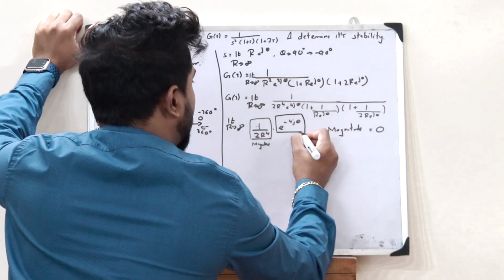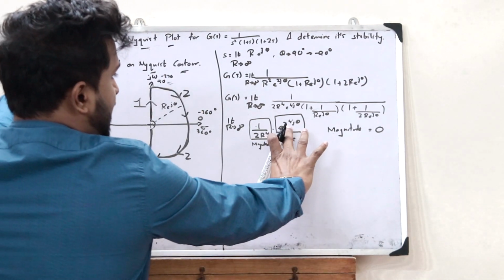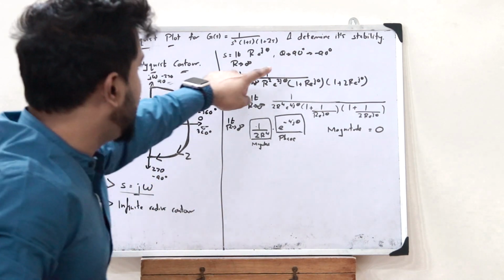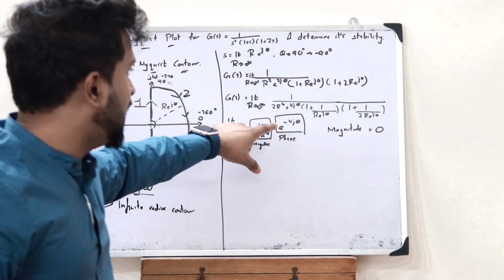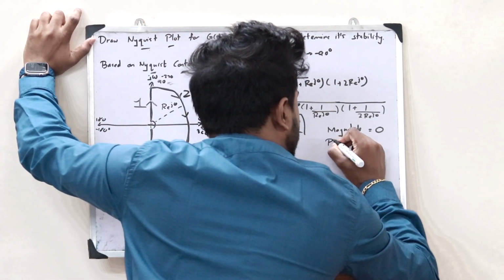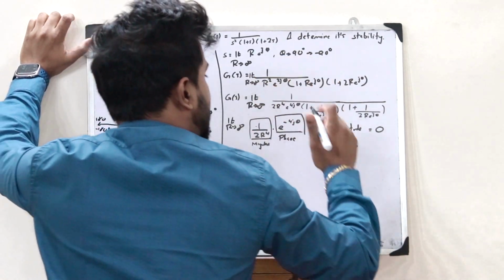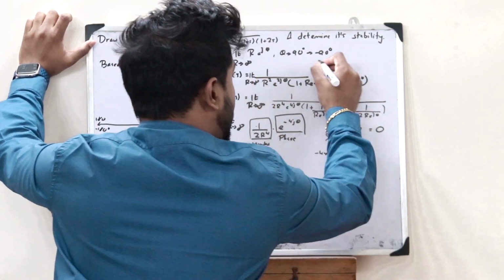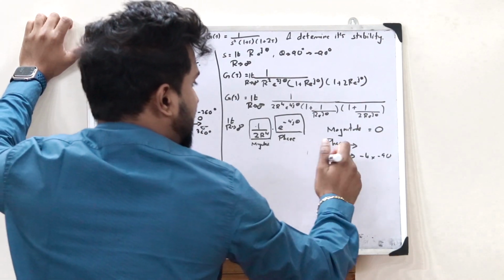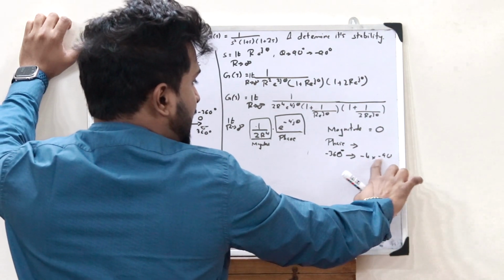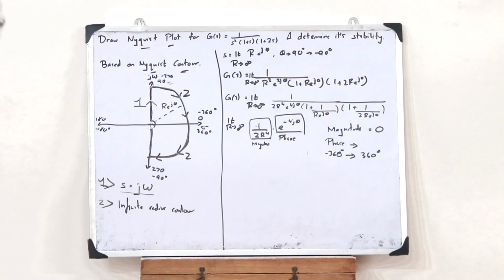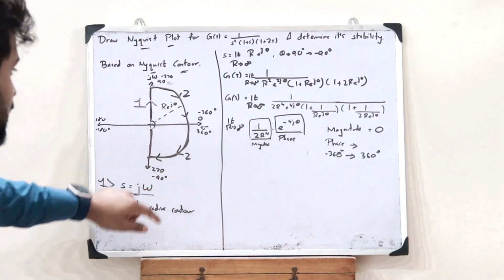And now, considering the phase, here we have e raised to minus 4 j theta. The value of theta varies from 90 degrees to minus 90 degrees, but here it is minus 4 theta. So the value of the phase varies from minus 4 into 90 to minus 4 into minus 90 degrees. Minus 4 into 90 is minus 360 degrees, and minus 4 into minus 90 is plus 360 degrees. So that is what we get in this particular infinite loop contour.